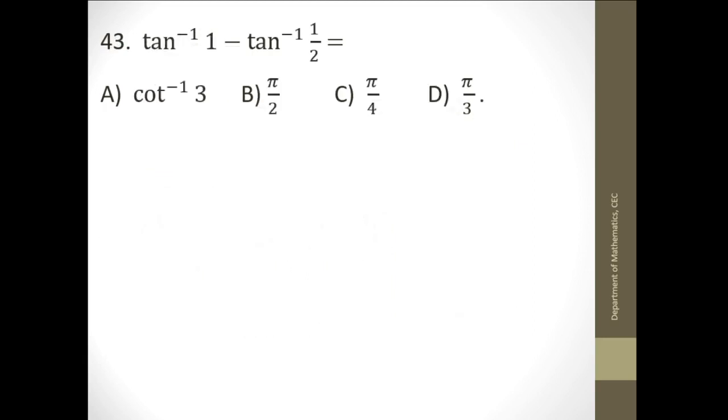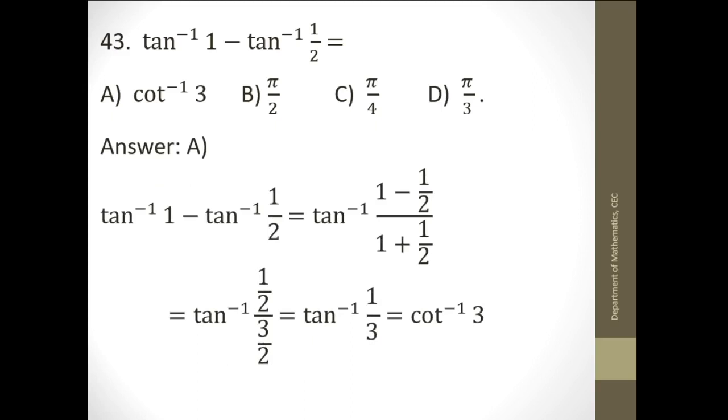Next question. Tan inverse 1 minus tan inverse half. It is a direct formula. Tan inverse x minus tan inverse y is tan inverse of x minus y by 1 plus xy. Therefore, tan inverse of 1 minus half by 1 plus half. 1 minus half is half. 1 plus half is 3 by 2. Cancel 2. 1 by 3 remains. Tan inverse 1 by 3 is nothing but cot inverse 3, the reciprocal. Tan inverse 1 by 3 is not given as an answer, therefore it is cot inverse 3.